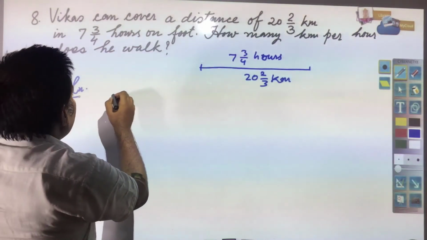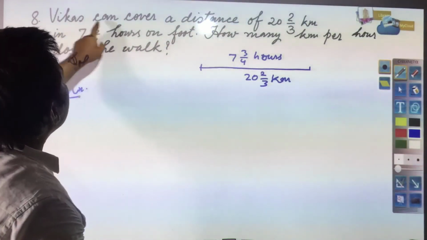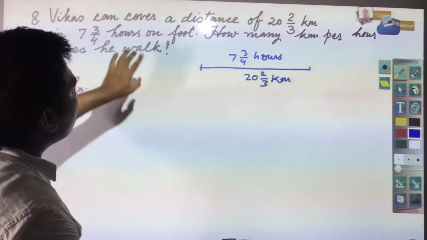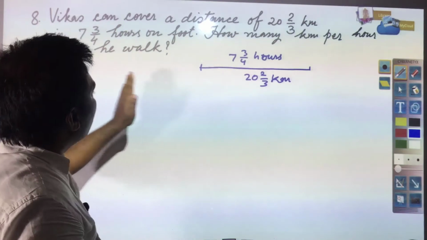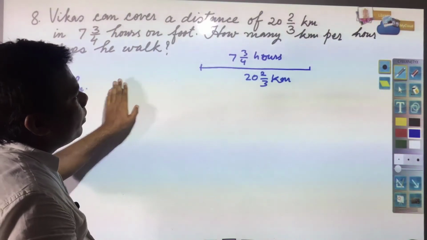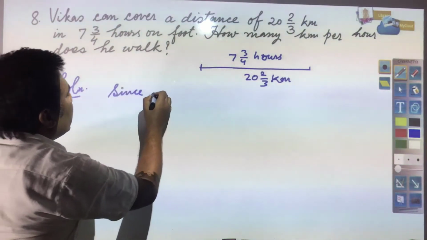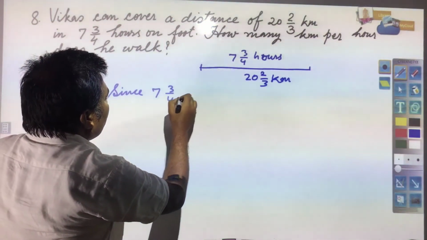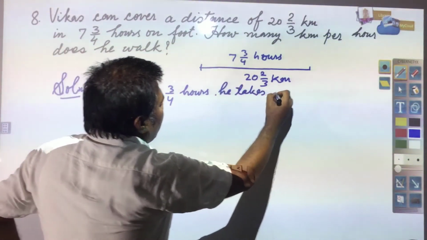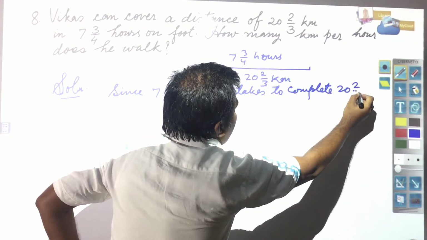So, you can write finally: Vikas can cover a distance of 20 whole 2 by 3 in 7 whole 3 by 4 hours. You need to find out kilometer. So, kilometer should be kept on the right side, and what has been given should be kept on the left side. So, here you write, since 7 whole 3 by 4 hours he takes to complete 20 whole 2 by 3 kilometer.